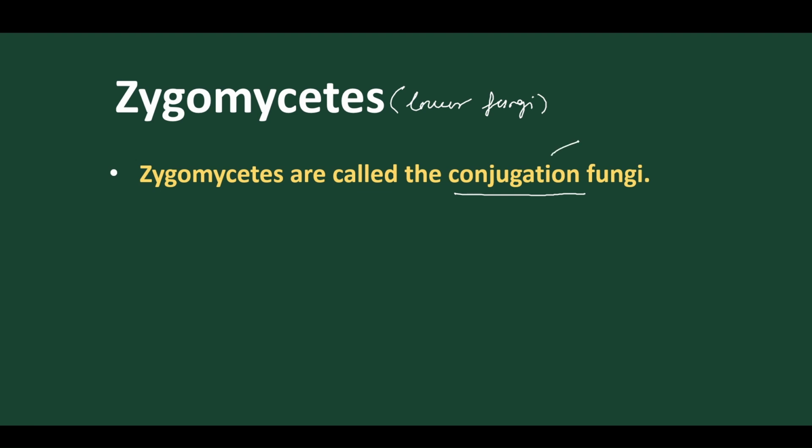Why are they called conjugation fungi? Because the sexual mode of reproduction is by means of a conjugation tube. As the reproduction takes place with the help of a conjugation tube, this type of fungi is called conjugation fungi.